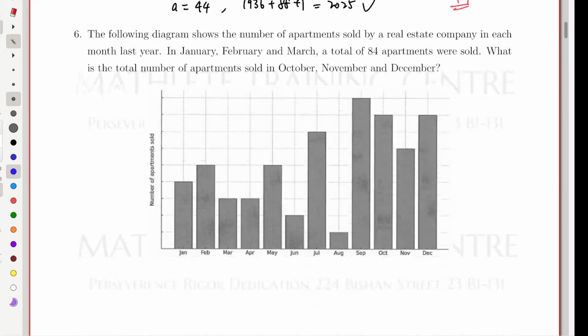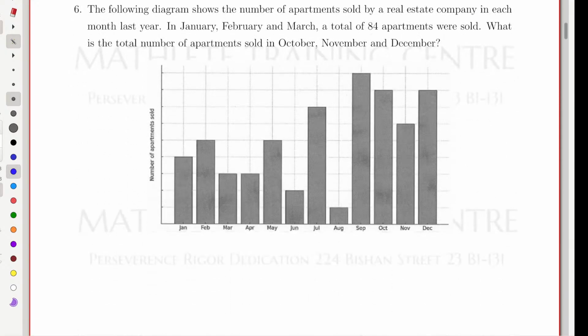Okay, let's move on to question number 6. In question number 6, what we have is a bar graph. The following diagram shows the number of apartments sold by a real estate company each month last year. So across January, February, and March, a total of 84 apartments were sold. What's the total sold in October, November, and December?